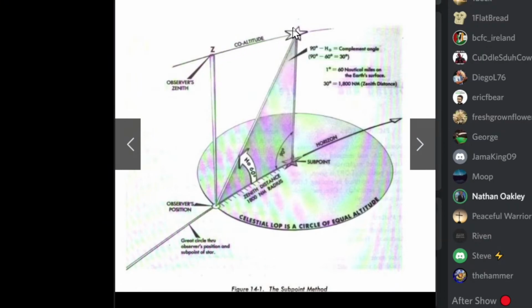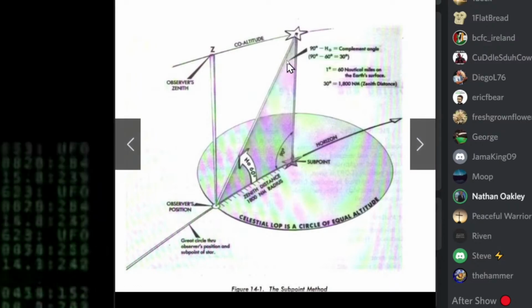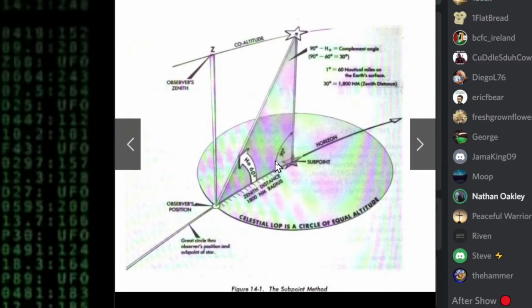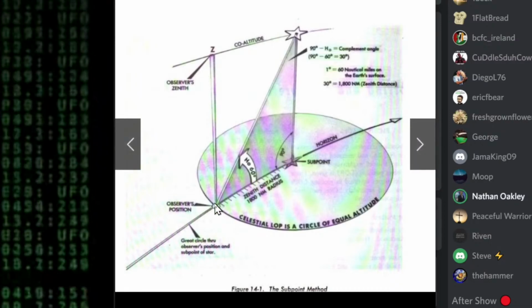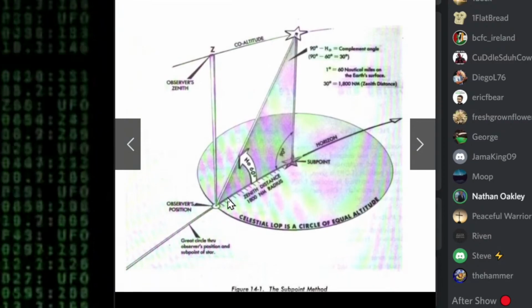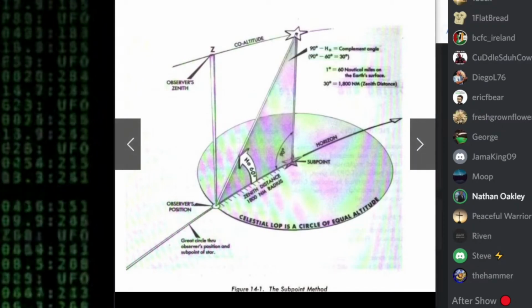30 times 60 nautical miles is 1,800 nautical miles zenith distance. That top straight line, the co-altitude, will match that baseline exactly. So you are on the Earth's surface, 1,800 miles away from that star's position that's posted in the nautical almanac or the air almanac. So you could do another circle of equal altitude and a third and get a fix, and you know where you are in relationship to where they are.